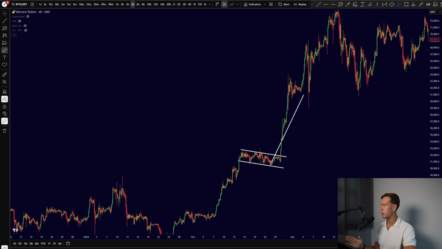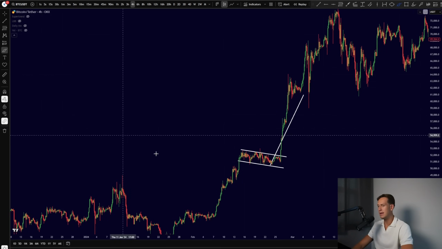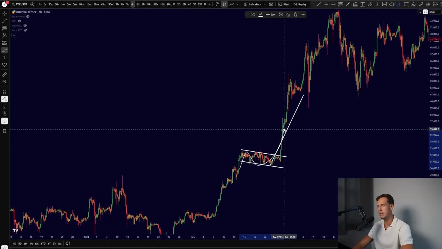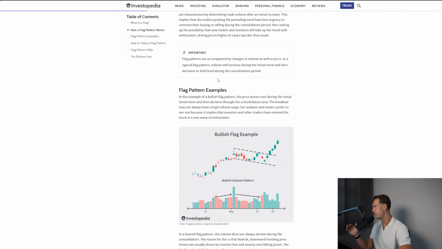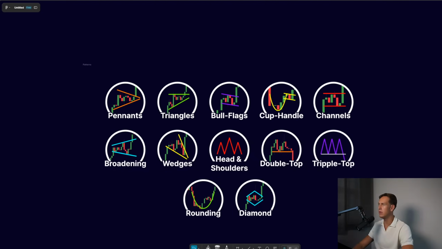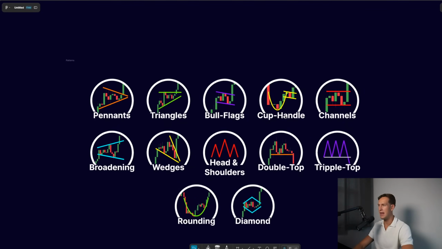Flags are very reliable because they're simply pauses in a trending market, and traders love them for their clean structure and their high continuation odds. Bull and bear flag patterns are definitely one of my favorite patterns to be trading in the market. But having a look into the next one, cup and handle patterns.